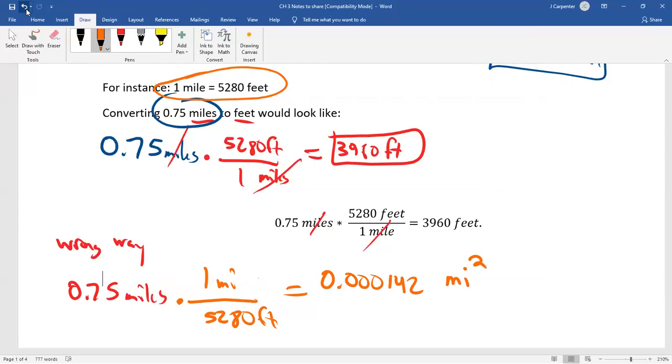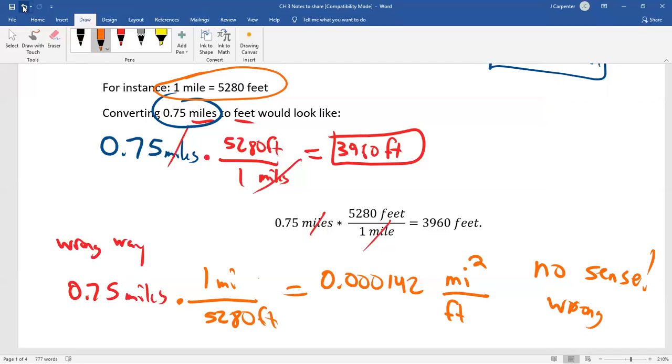The feet unit is still in the bottom. So 0.75 miles is equivalent to 0.000142 miles squared per foot. That makes absolutely no sense. It's got to be wrong. Not only is the number terrible because it's way too small when you think about it, the units are complete trash. They make no sense. I don't even know what a mile squared per foot is. So if you do, please email me and tell me.